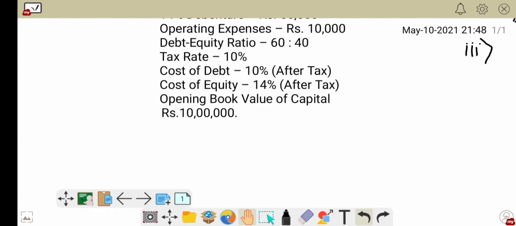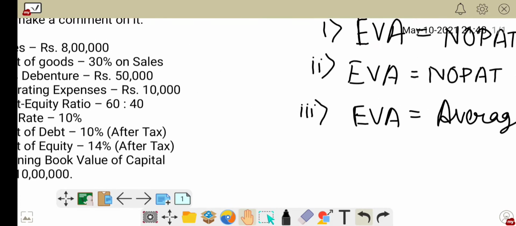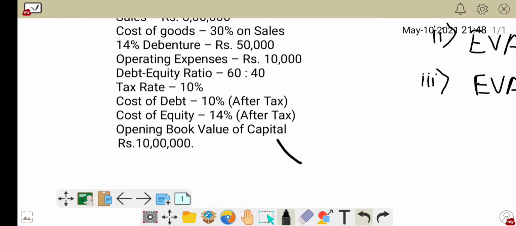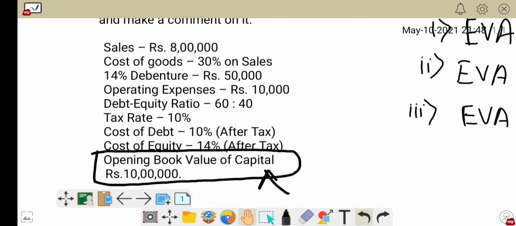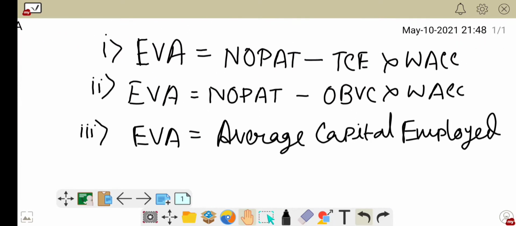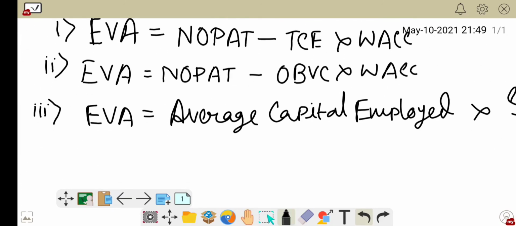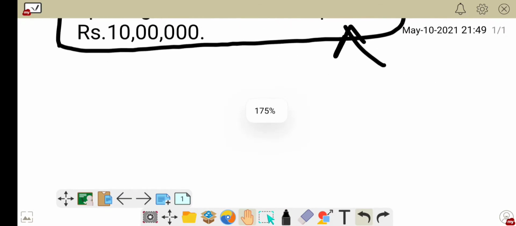Now you can see which formula we should choose. Look at the last line, the opening book value of capital. From that hint we have to select the formula. OBVC is mentioned in our second formula, so we will choose the second formula to calculate EVA in this problem. Write it down like that.